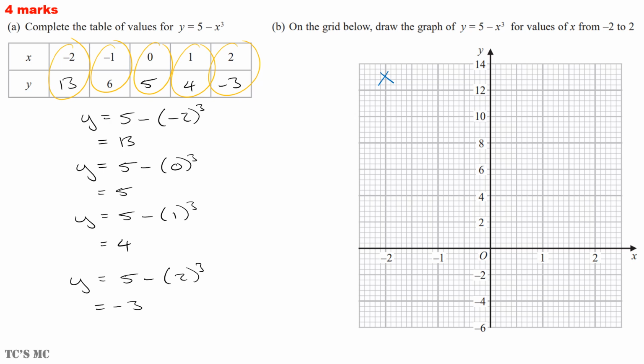Draw an X or a dot, move on to -1, 6, and then 0, 5, and then 1, 4, and lastly 2, -3. If we plot all of them correctly, we would get 1 mark. Lastly, we need to join it all up. We must make sure it's a smooth curve, not with a ruler. For making it look as smooth as possible, we would now have our second mark.